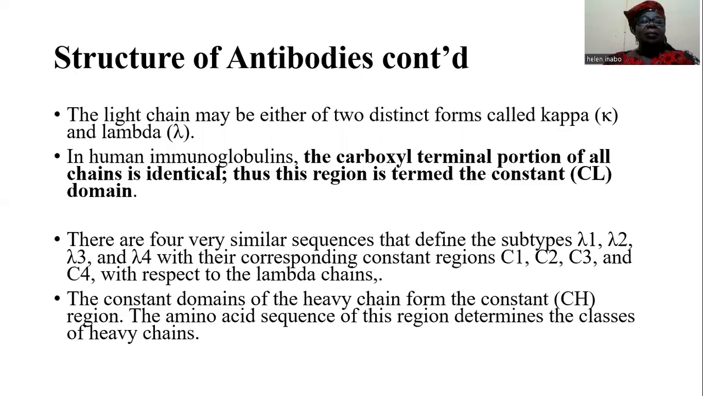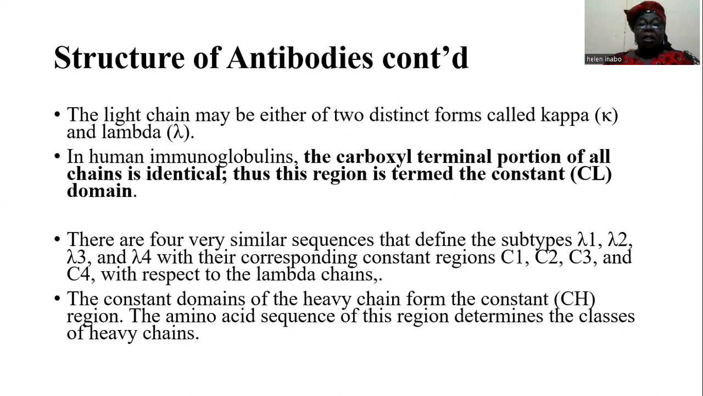Now, the light chain can either be the kappa form or lambda form. In human immunoglobulins, the carboxyl terminal portion of all chains is identical. Thus, this region is termed the constant domain. There are 4 very similar sequences that define the subtypes.